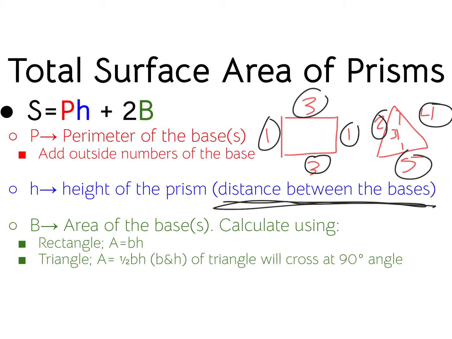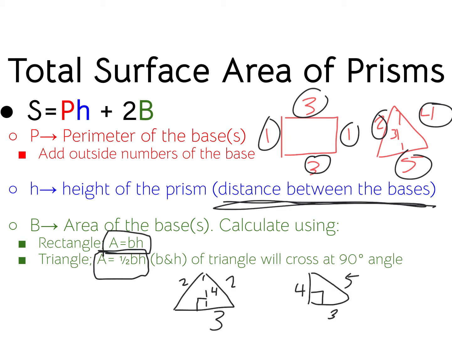And if the area of the base is a rectangle, we'll calculate it using the formula area equals base times height. And if it's a triangle, we'll calculate it using area equals half times base times height. And it says that base and height of the triangle will cross at a 90-degree angle. What this means is that as you're looking to find the area of that triangle, you need to look for the 90-degree mark. And that will tell you where you're going to determine your base and your height for the triangle.